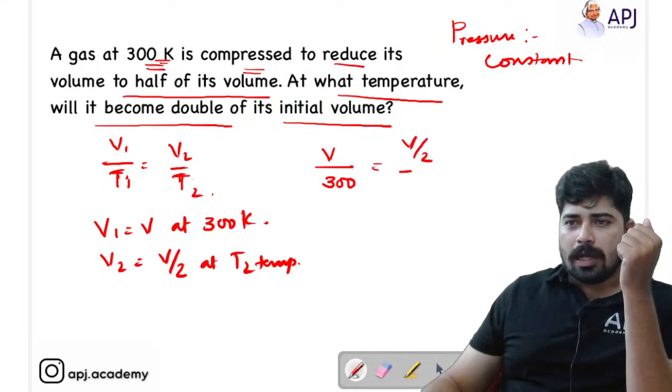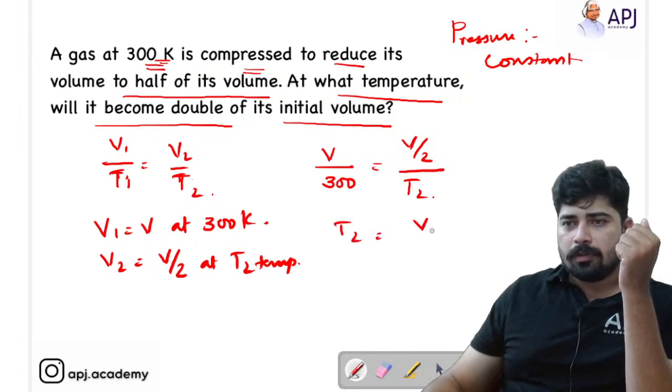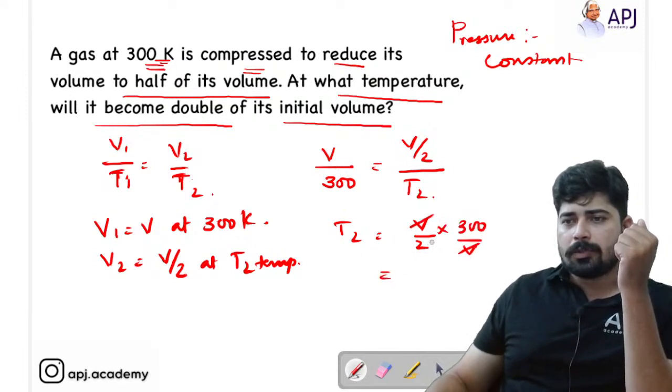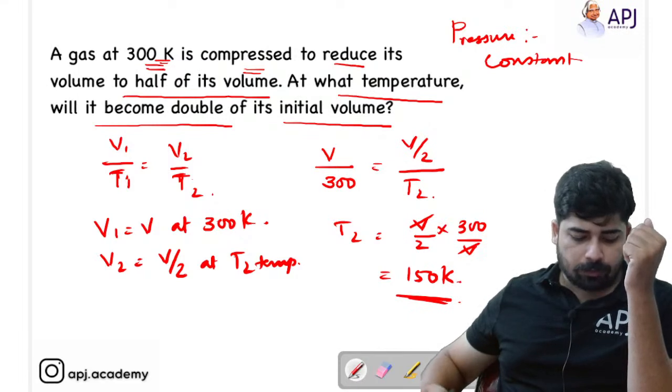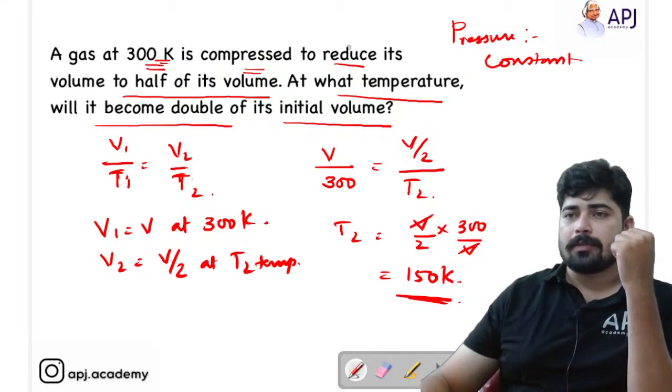V by 2, and T2 is what we have to find out. So T2 equal to V by 2 into 300 by V. So I can cancel V and V. So T2 equal to 300 by 2, that is 150 Kelvin is the right answer.